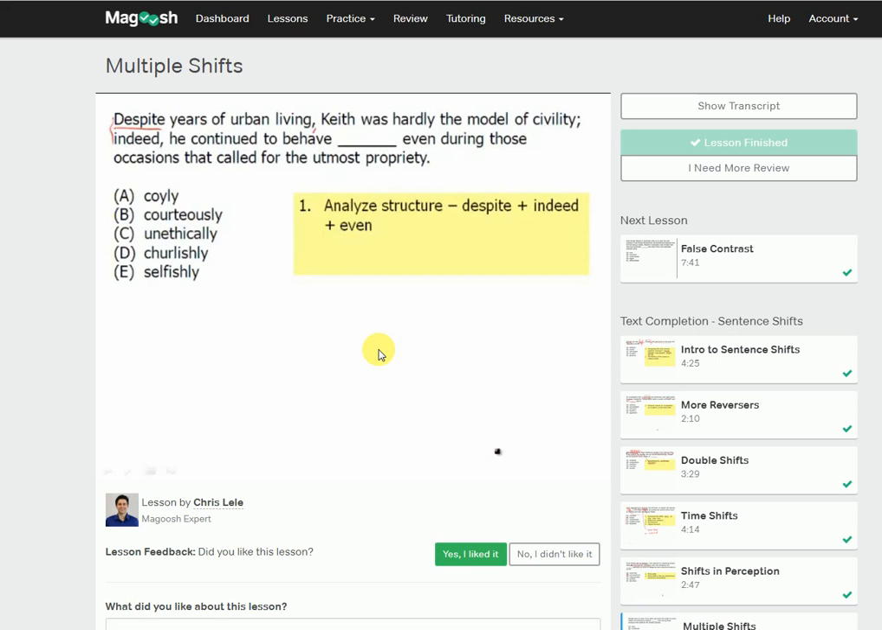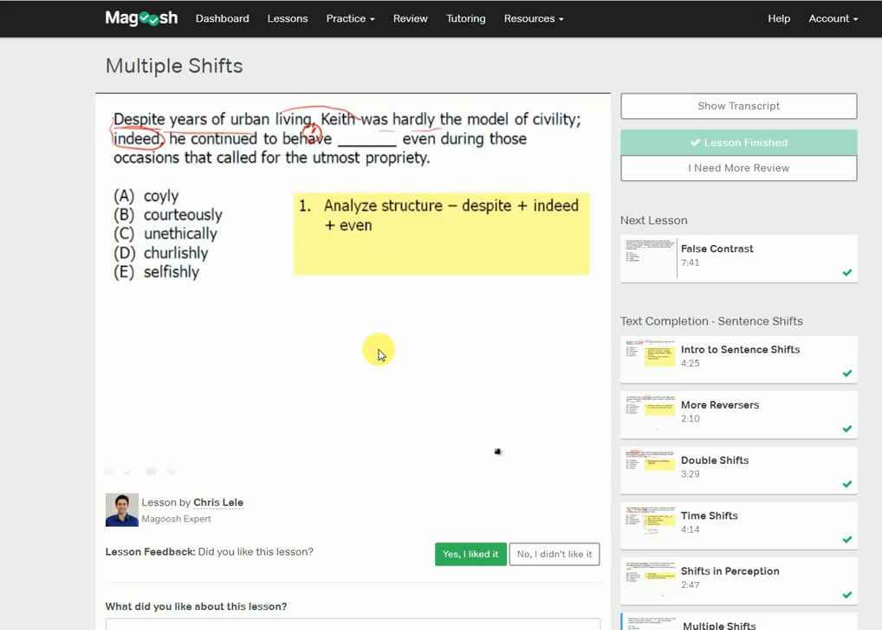But wait a second, when you have this contrast, after this comma here, usually there's a blank, and so it's easy to say, okay, well, the first part of the sentence is opposite to this part. That's the usual shift. But here, we don't have a blank, either before the comma or right after the comma. So we want to note this word indeed. So indeed actually shows that there's continuity between what we had before.